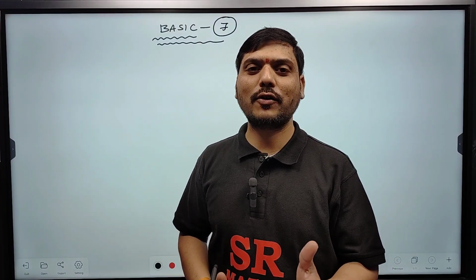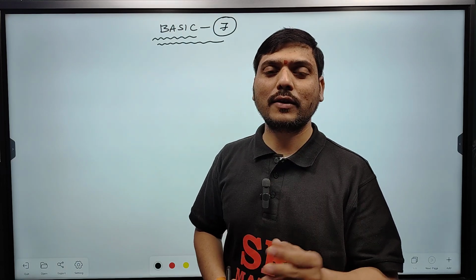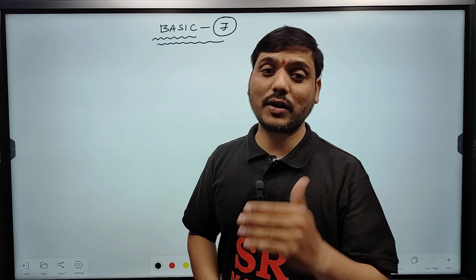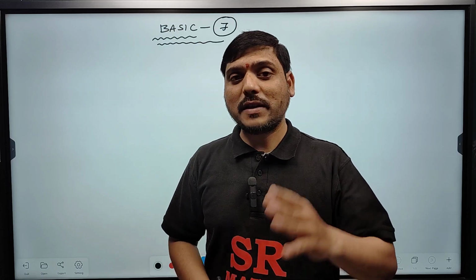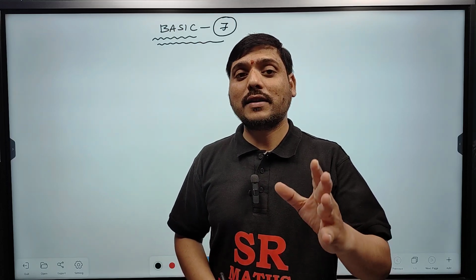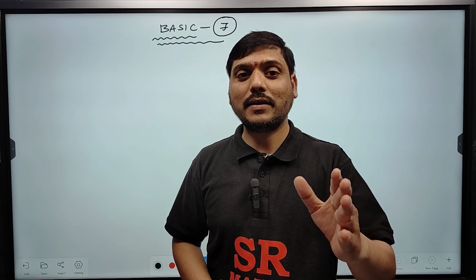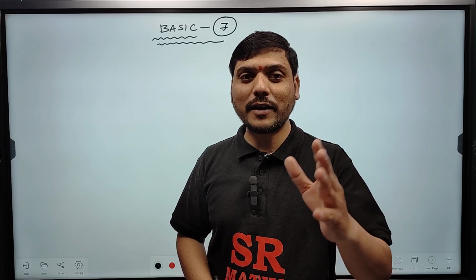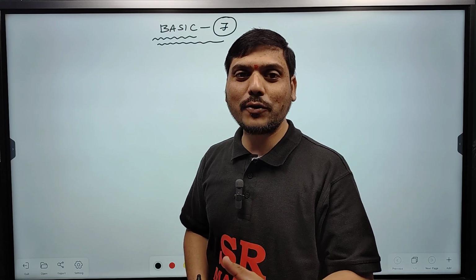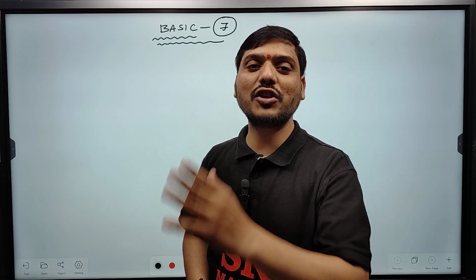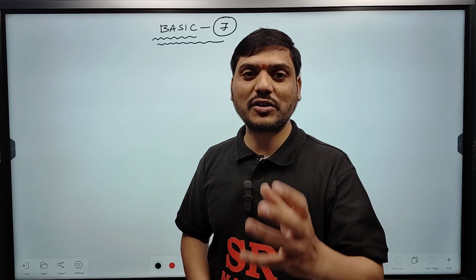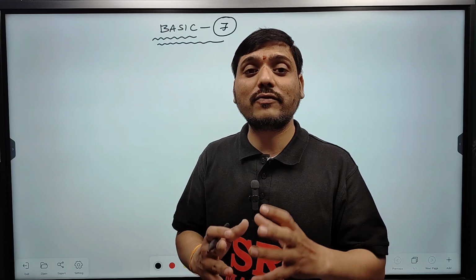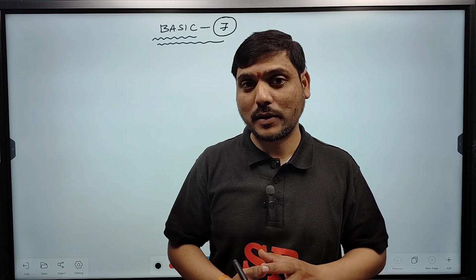Today we discuss basic number 7, the most important concept in mathematics: number systems, continuing from basic number 6. What is the basic number 6 concept? We discussed natural numbers, whole numbers, and integers, and the difference between them. Now today's concept is rational numbers. Which numbers are called rational numbers? Which form of numbers are called rational numbers?